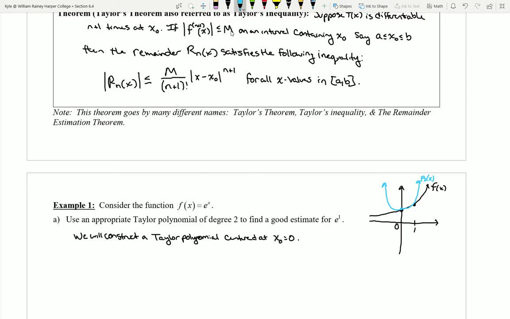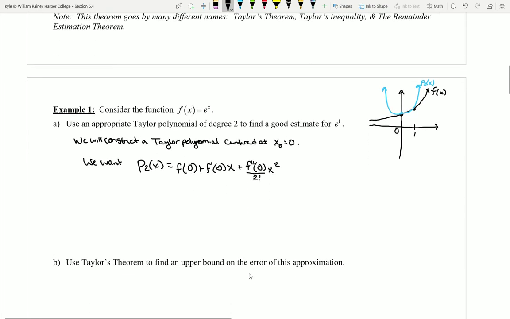Remember that in general, our formula for one of these polynomials will always be the following. Say here, we want p2 of x, and I know that that's always going to be equal to f of 0 plus f prime of 0 times x to the first plus f double prime of 0 over 2, remember, that's 2 factorial, times x squared. This is the basic formula. I'm using that formula that we discussed back in section 6.1 to construct this.